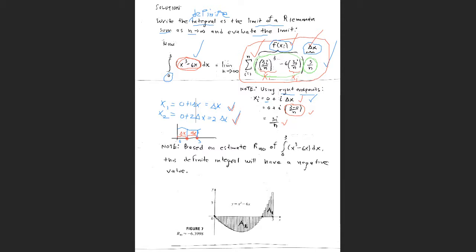Let me see, there's a question here. Ian says, if your curve started at a equals 1, would x sub i equal 1 plus i delta x? Yes, it would. If your curve started at a equals 1, then your x sub i would equal 1 plus i times delta x. That's absolutely right.